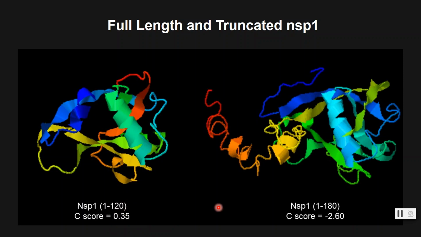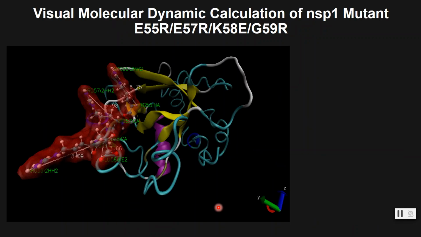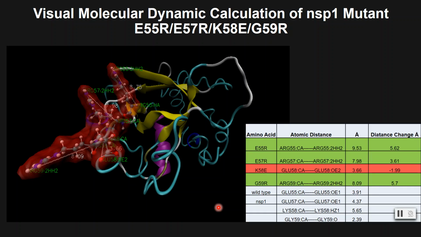So next, what Dr. Falafar's undergraduate student Niharika did is, using this model, she mapped different mutations on the NSP1 surface and calculated if that gives rise to any steric or topological change on the NSP1 surface. So I'll show you only one example, the K58E mutation.